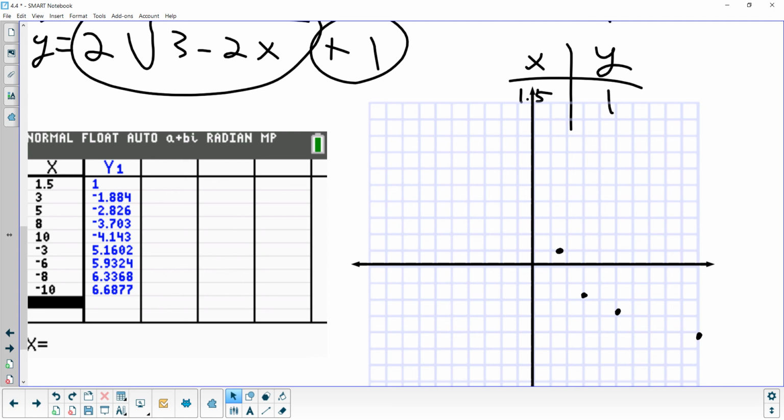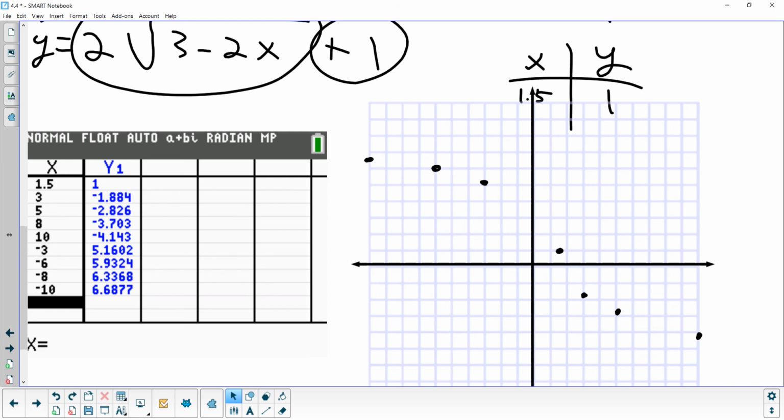-3, we're a little above 5. 1, 2, 3, 4, 5. -6, roughly. 2, 3, 4, 5, 6. 1, 2, 3, 4, 5, 6. And let's jump to -10, a little over 6.5. 1, 2, 3, 4, 5, 6.5.